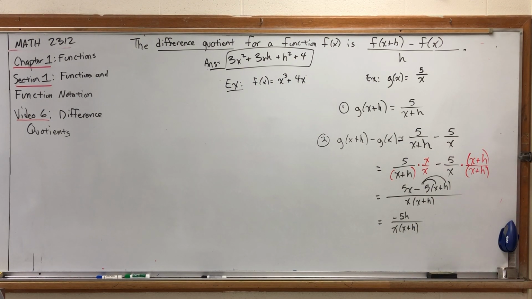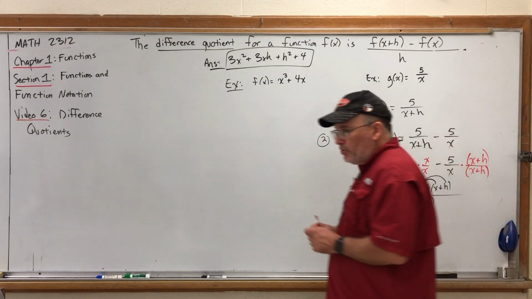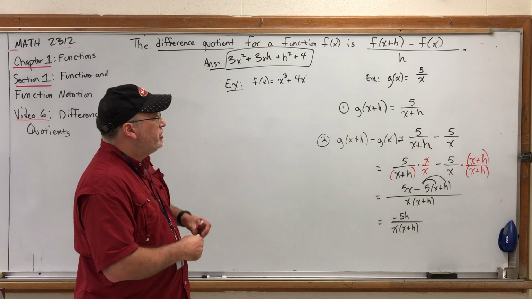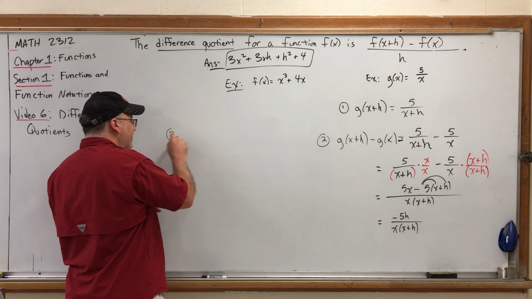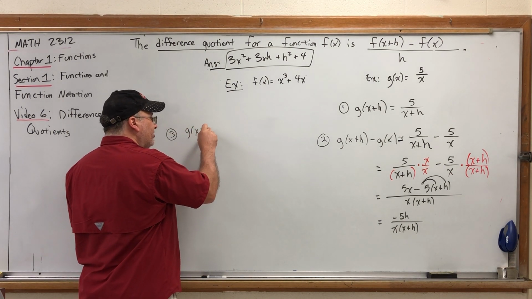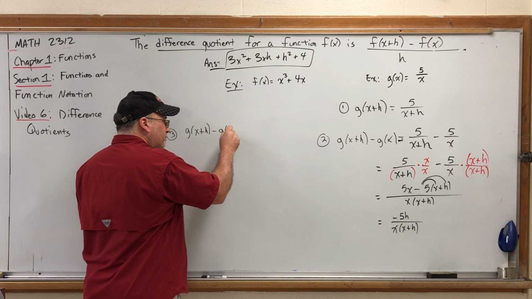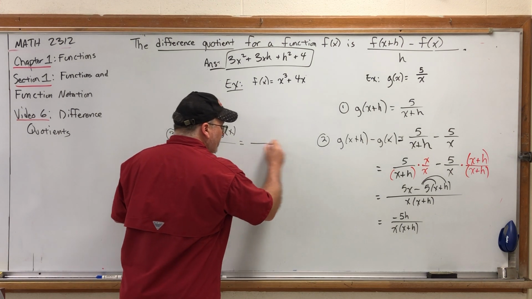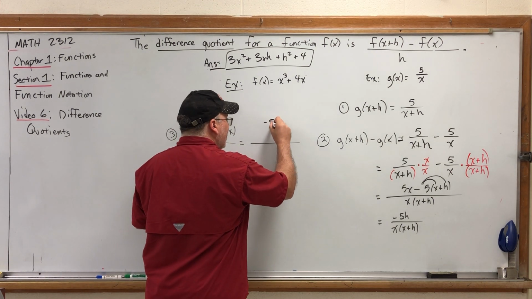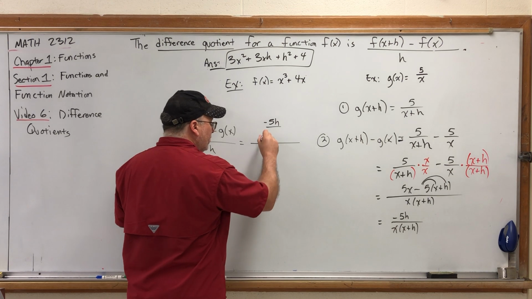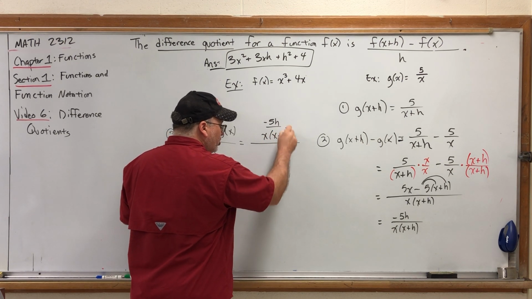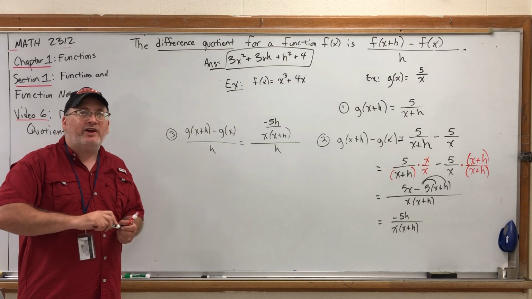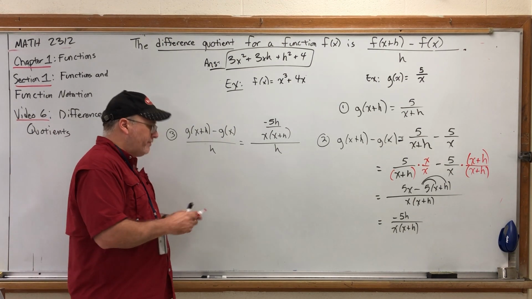So there the algebra was a little tricky because of the fractions, not because we were raising a binomial to a third power. Now we still have one move to go. Step 3 is to take that difference that we just calculated, g of x plus h minus g of x, and put it all over an h. If we do that, we'll have negative 5h over x times x plus h all over an h. And this is what's referred to as a complex fraction, which simply means a fraction inside of a fraction.